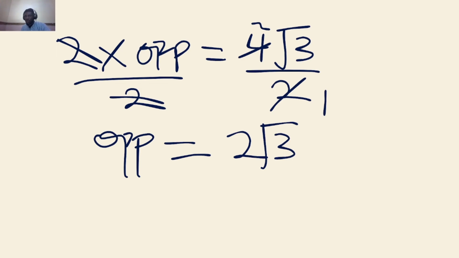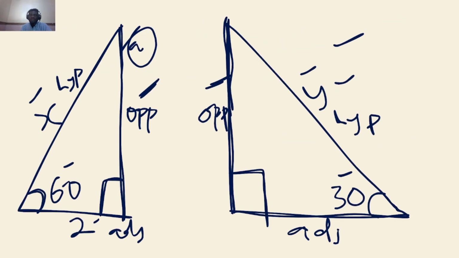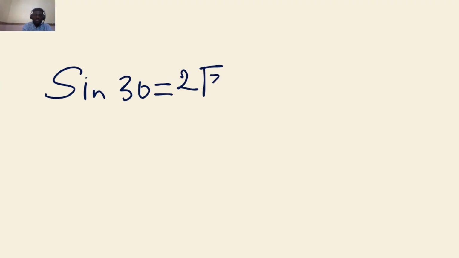Now having gotten our opposite, which is 2 root 3, we can find the value of this y. So this side is 2 root 3, right? The opposite is known. We are looking for the hypotenuse and the angle is 30, so automatically we are using sine 30. You could just say sine 30 is equal to opposite, and the opposite is what we just found, 2 root 3, over hypotenuse y.